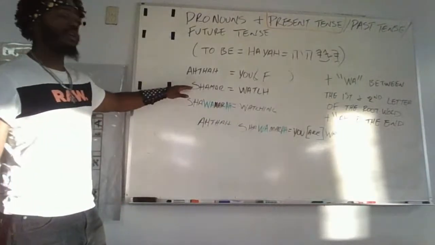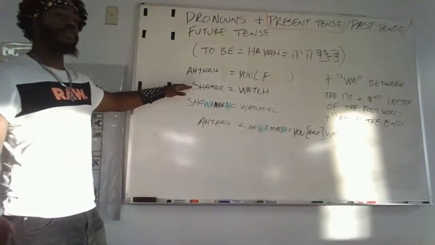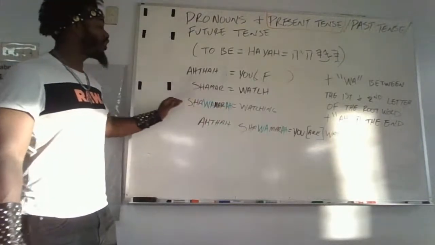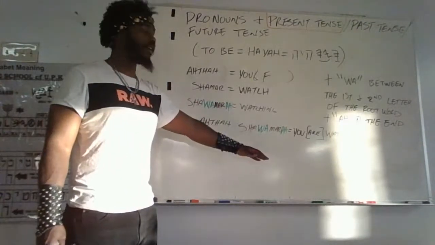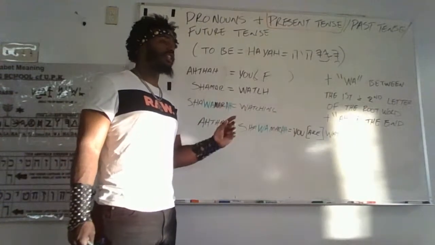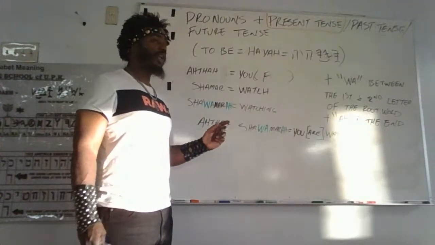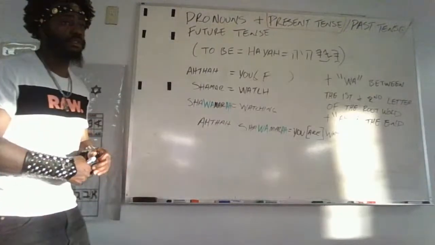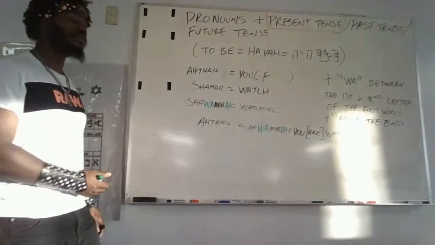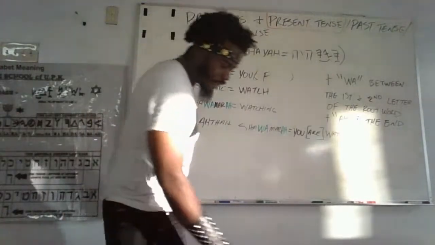The root word is shamar. Now we have different forms of shamar. We have shawamar. Now we have shawamara. But it's all giving you the same context on the word watch. And that goes back to the brother's question. So you got different forms of the same word.